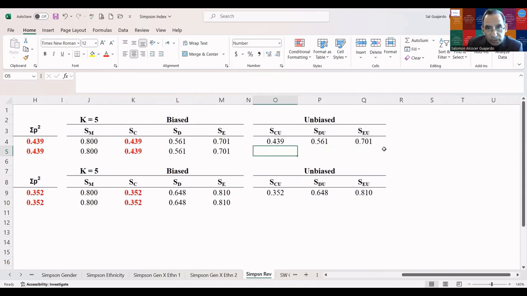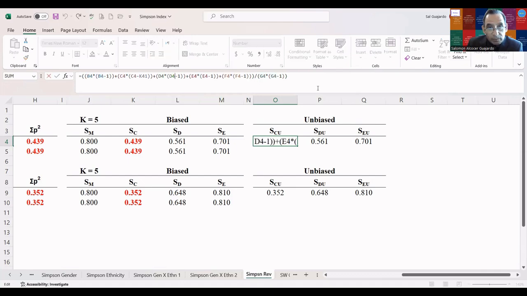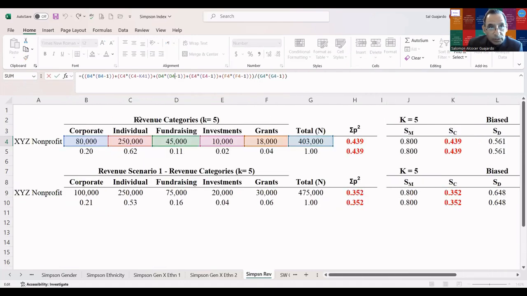I also calculated the unbiased Simpson scores for revenue. And as I mentioned in the PowerPoint, once the numbers get extremely large, it doesn't really matter if you use the biased or unbiased formulas because they're going to generate the same coefficients. Again, it's going to generate the same diversity scores. Again, I applied the formula for the unbiased concentration scores.